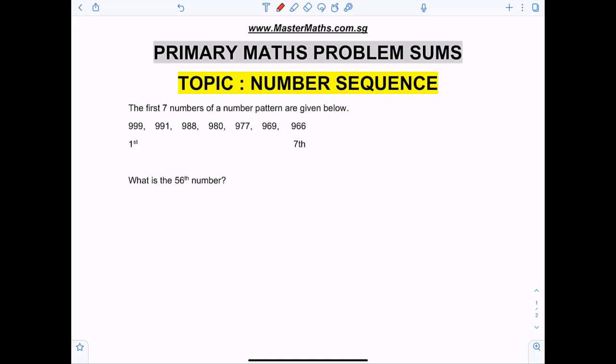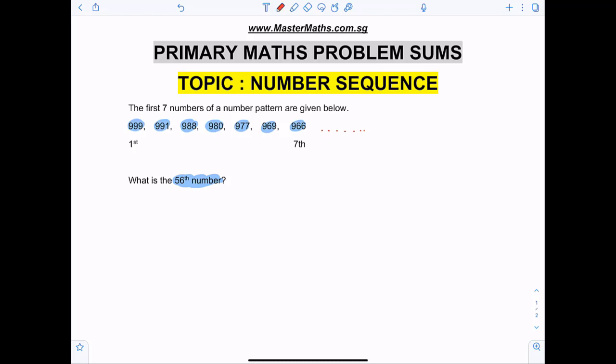The first 7 numbers of a number pattern are given below. So we have 999 here, 991, that is the second number, 988, third number, fourth number, 980, and so on until the 7th number. Of course there will be more terms down the road. The question is this: what is the 56th number?